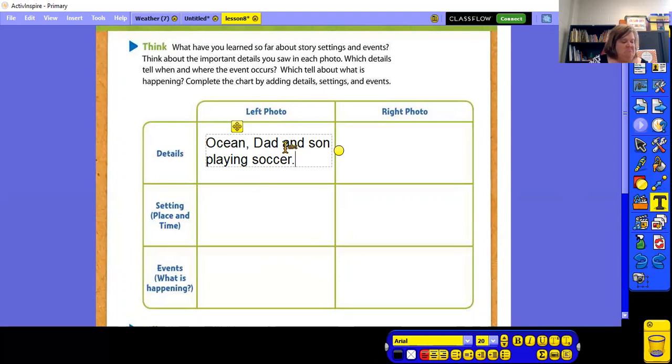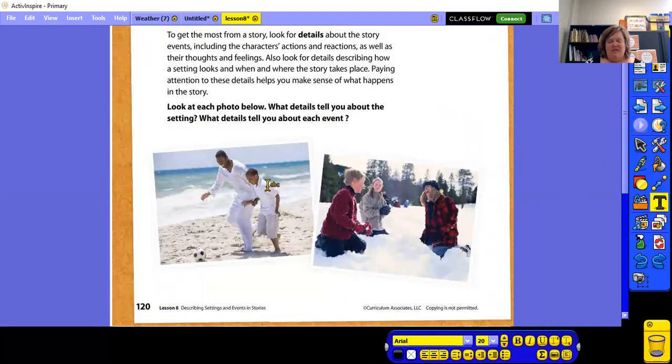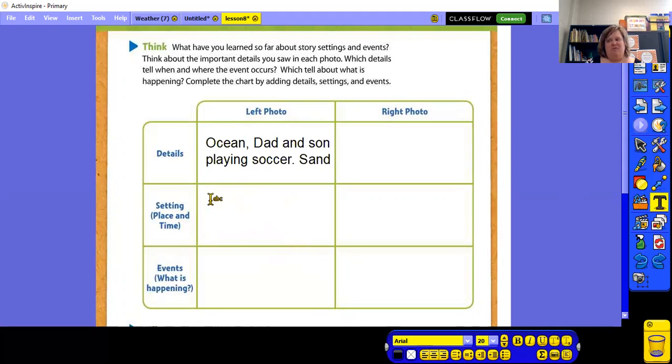We see sand. I'm just going to put we see sand. And in our setting, where do we think this story took place? Well, we said when we look around, that is definitely taking place at the beach. No other place. So we know that this is taking place at a beach, or we can even say a sandy beach.